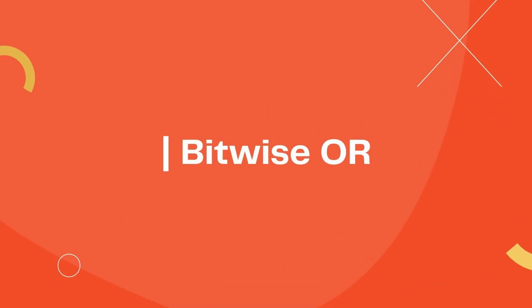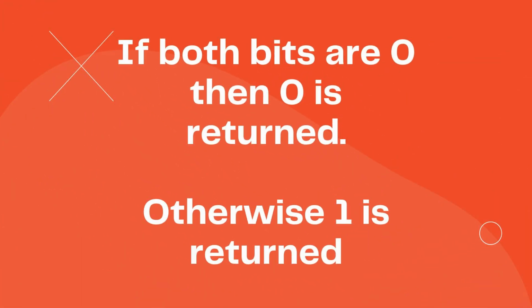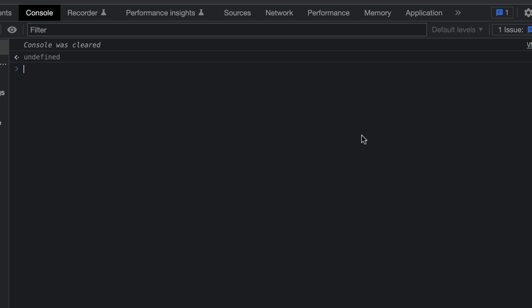The bitwise OR operator works on two values in the same way as the AND operator. We use the pipe symbol for the OR operator. This time though, if both bits are 0, then the return bit will be 0, otherwise the return bit will always be 1. Let's look at an example. We're going to use the val1 and val2 variables again. This time, in the console log, we're going to use the bitwise OR operator.